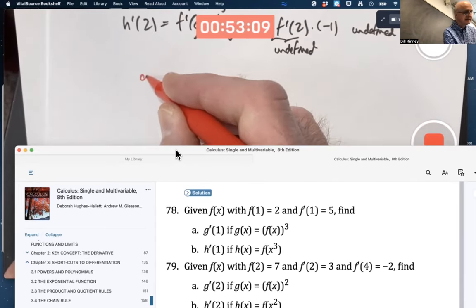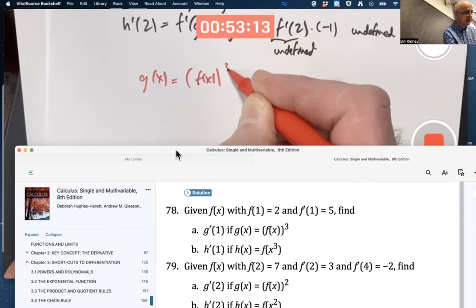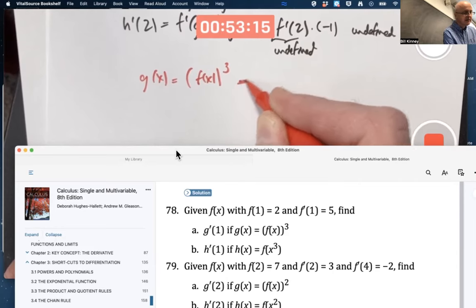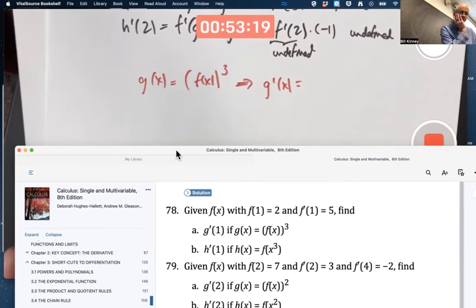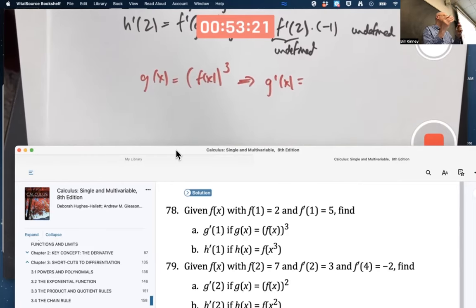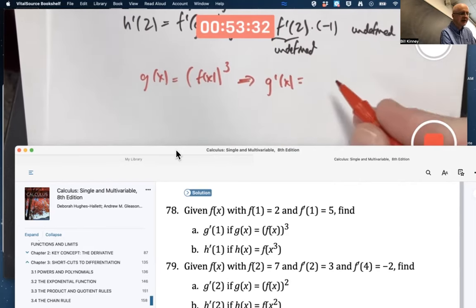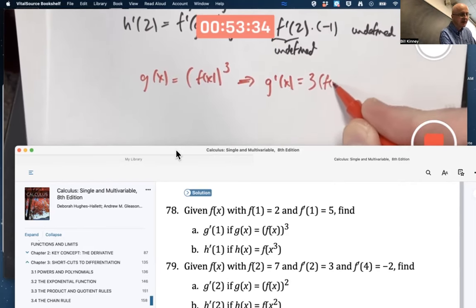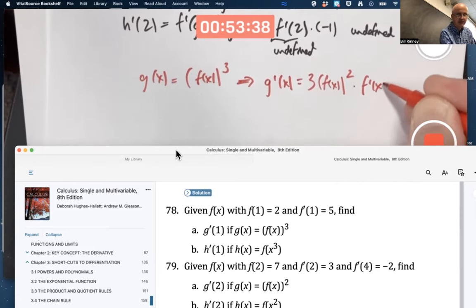g of x is f of x quantity cubed. That means by the chain rule, g prime of x is what? Take the derivative of the outside function, which is x cubed. Its derivative is 3x squared, power rule. Plug in the inside function, so I get 3 f of x squared, times the derivative of the inside function. That's the chain rule right there.